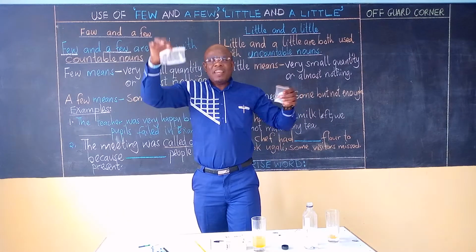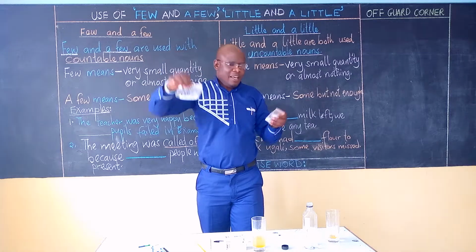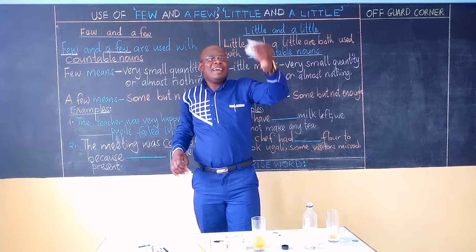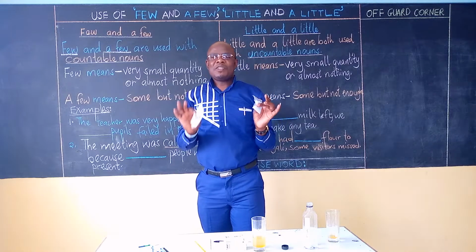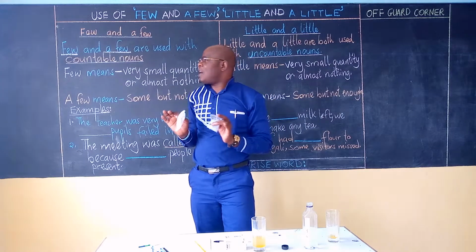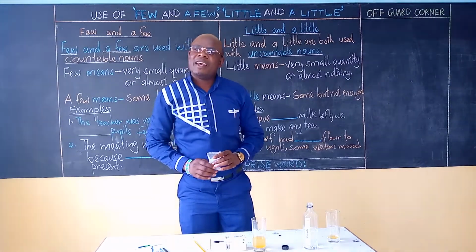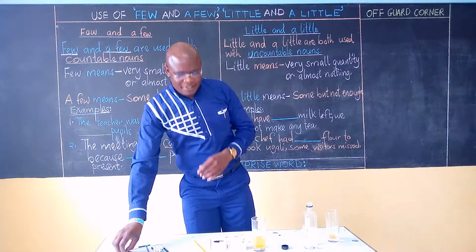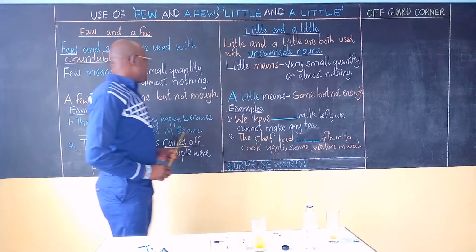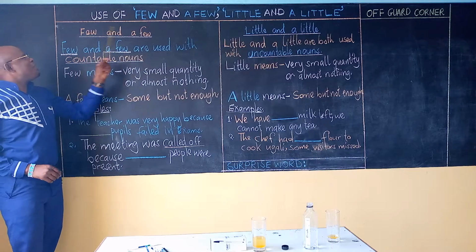And so in my right hand, I have what? Few buttons. In my left hand, I have what? A few buttons. Those are some of the illustrations that I would use to demonstrate the difference between few and a few. Now let's look at the sentence examples with reference to the use of few and a few.